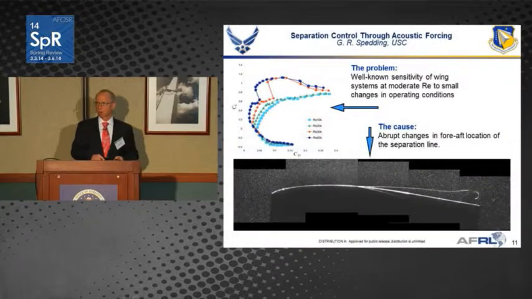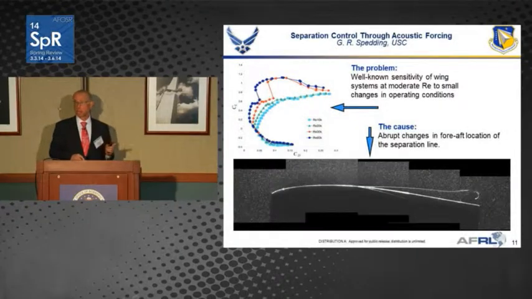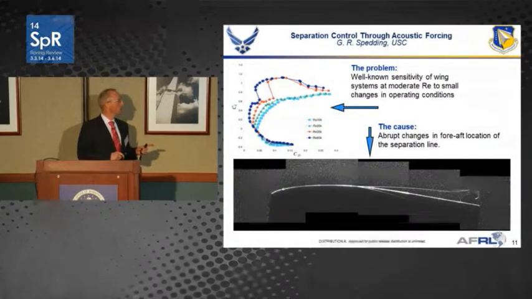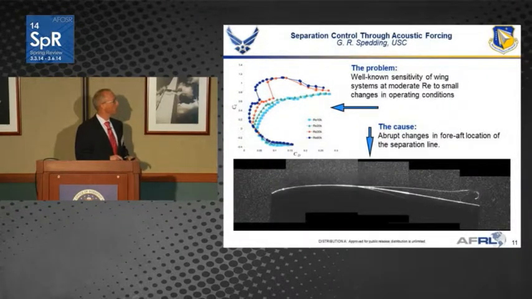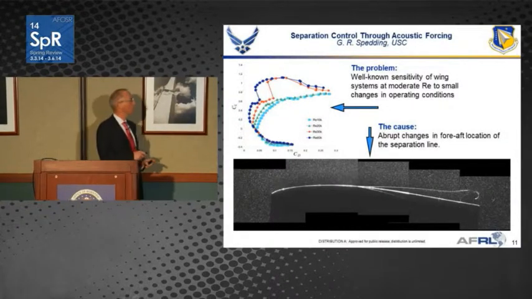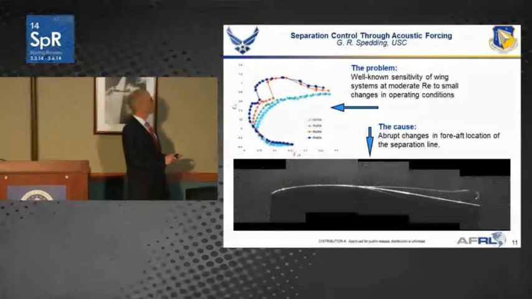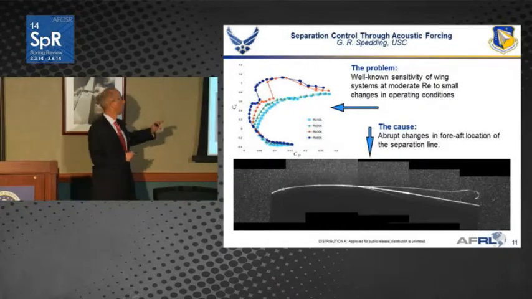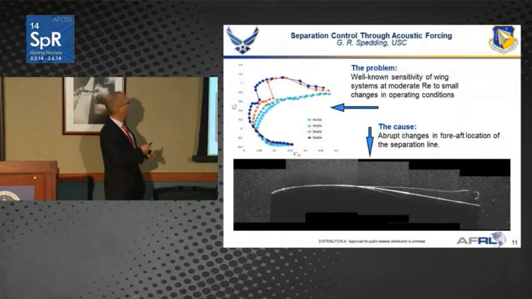How we go about controlling that is something we might also be able to do with acoustics. This is some work that Jeff Spedding's been doing, and it highlights one of the problems. This is a typical plot of aerodynamic information for a wing: the coefficient of lift as a function of the coefficient of drag. This is called the drag polar, and there's lots of stuff you can do with this plot.